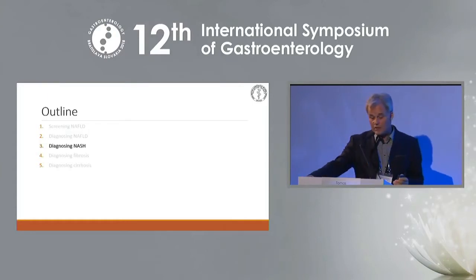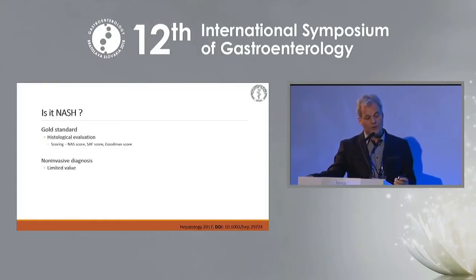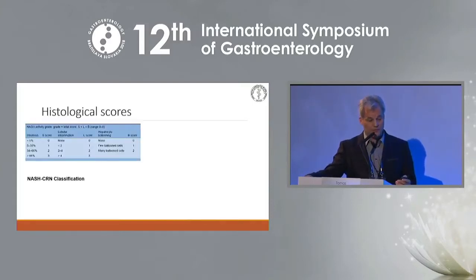How about diagnosing NASH? I think it is more complicated because, to date, the gold standard for diagnosing steatohepatitis is still considered the liver histology. We are scoring for the NAS score or for other scores that have been developed. For non-invasive diagnosis, there are some models such as cytokeratin 18 and FAS markers of apoptosis, but they have not been used in clinical practice.